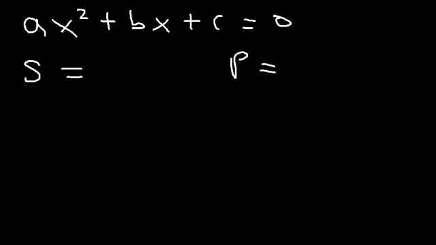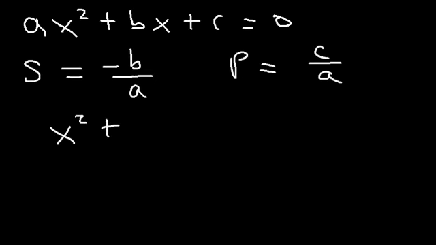The equation is this. The sum is equal to -b divided by a. And the product is c divided by a. So let's try an example. Let's say we have the quadratic equation x squared plus 36 equals 0. What is the sum and the product of the roots in this equation?